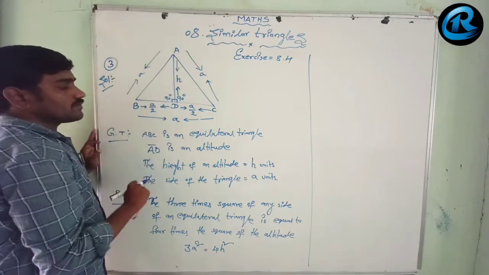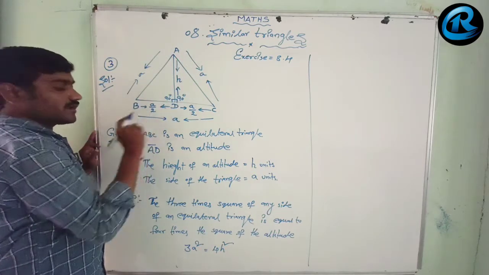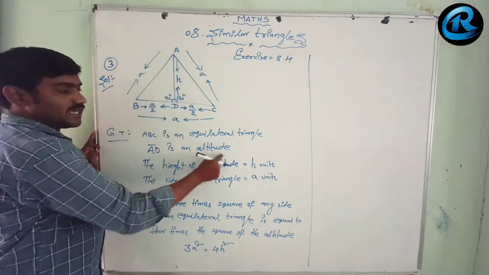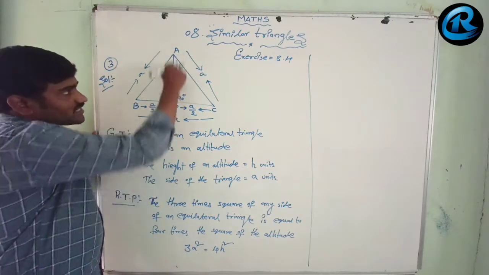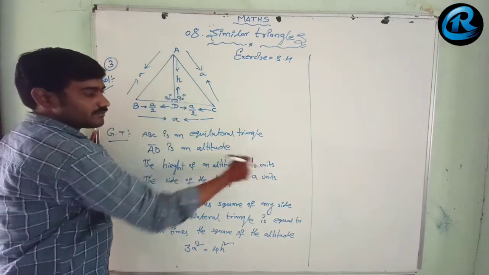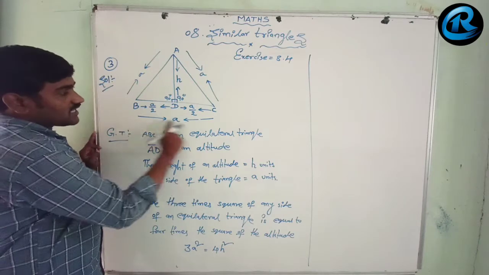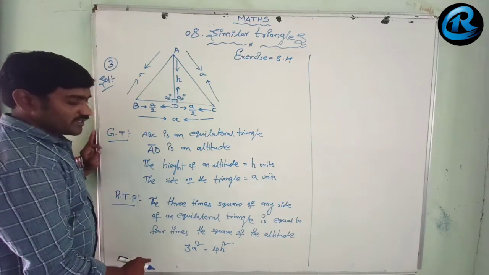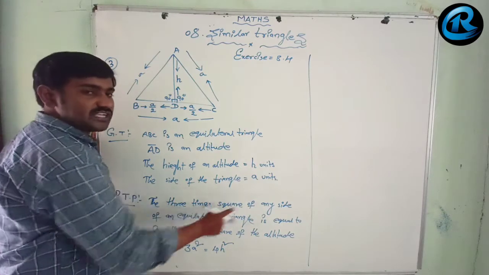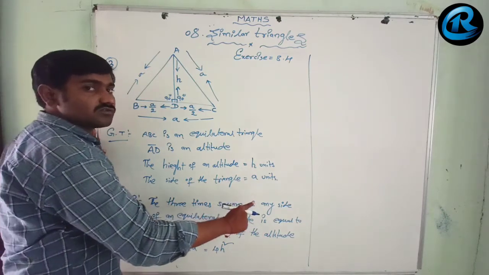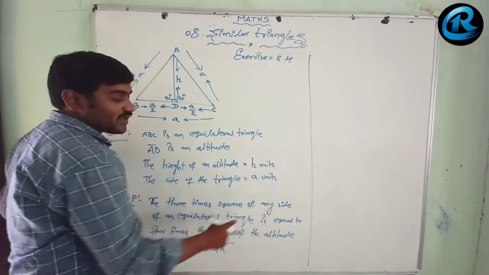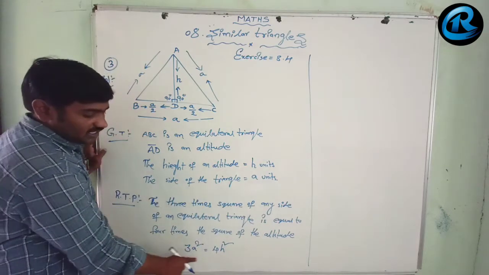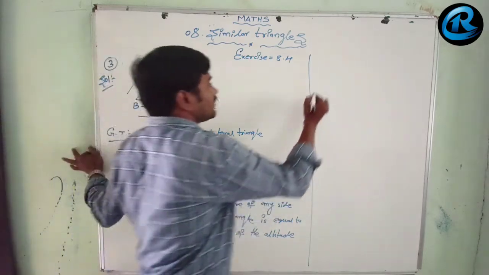In triangle ABC, it is an equilateral triangle. Here AD is an altitude. The height of this altitude is h units. The side of the equilateral triangle is a units. And this is what we need to prove, that 3 times the square of any side of an equilateral triangle is equal to 4 times of the square of its altitude. That is 3a square equal to 4h square. This is what we need to prove.